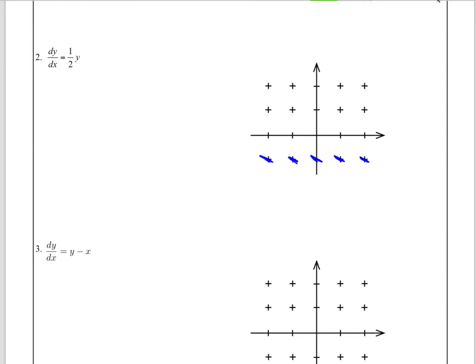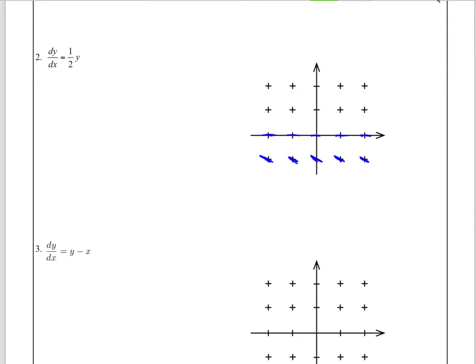All right, so we move up. What's my next y value I want to plug in? 0. What do I get with 0? I get 0, which is another horizontal slope. So there's that.